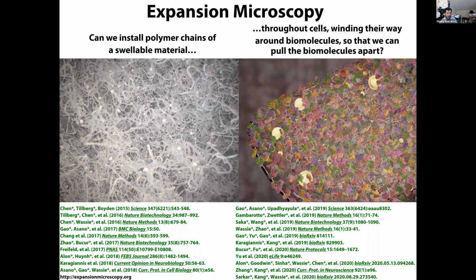We thought, what if we do the opposite of what people have done for 300 years? Rather than zoom in, let's blow the biological specimen up. And so the way we do that is we weave a dense spiderweb-like mesh of swallowable material inside and outside cells, in between and around biomolecules. Anchor key biomolecules to the swallowable polymer, soften it, add water, and as the swallowable polymer grows, it'll pull the biomolecules apart from each other. So we call this expansion microscopy.